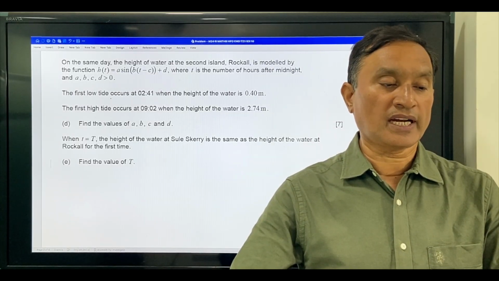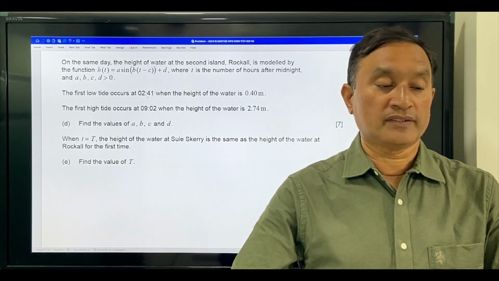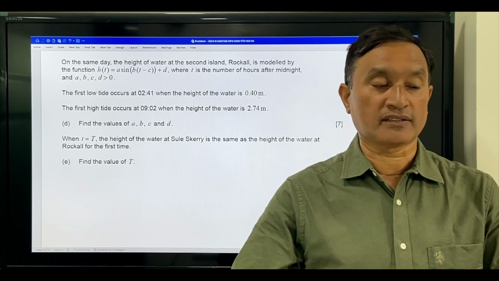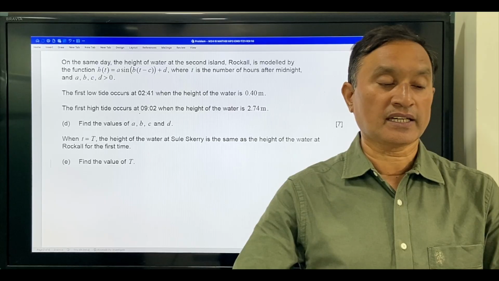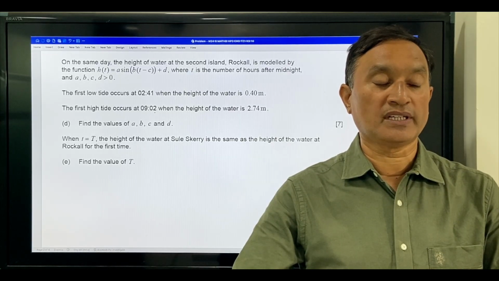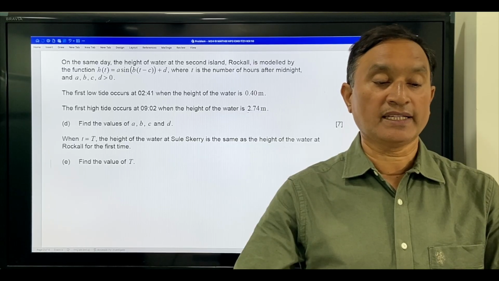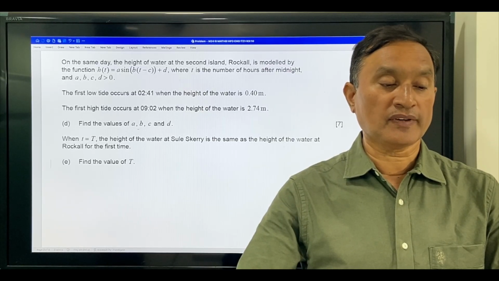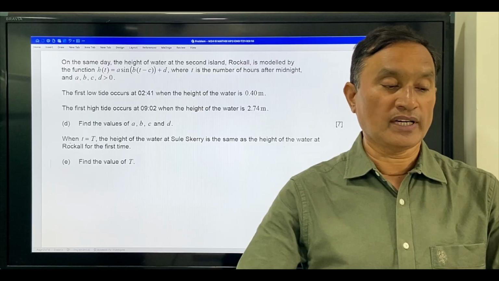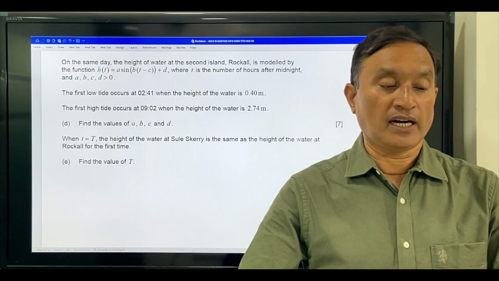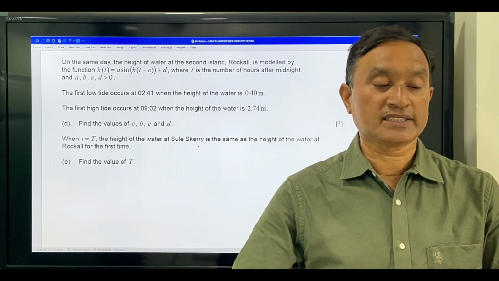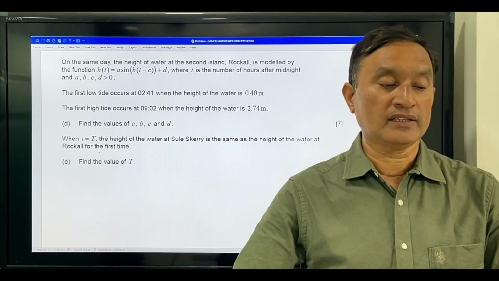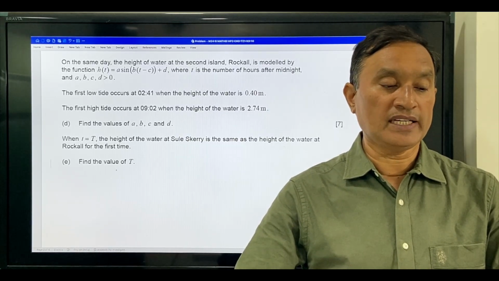The first low tide occurs at 02 hours 41 minutes when the height of the water is 0.40 meter. The first high tide occurs at 9 hours 02 minutes when the height of the water is 2.74 meters. D. Find the values of a, b, c and d. The height of the water at Suleskeri is the same as the height of the water at Rockall for the first time at t equals capital T. E. Find the value of T.